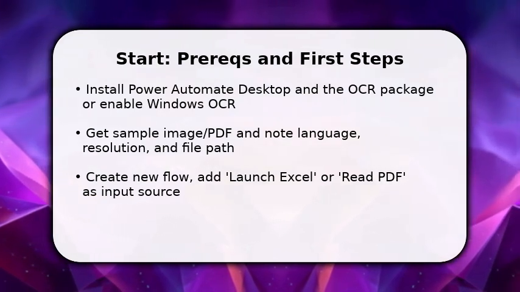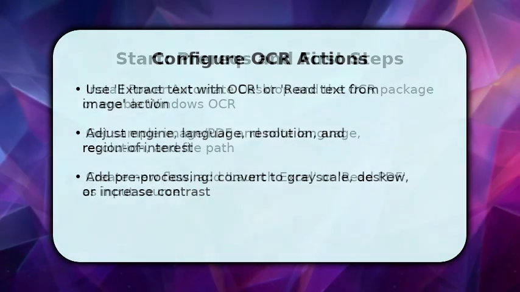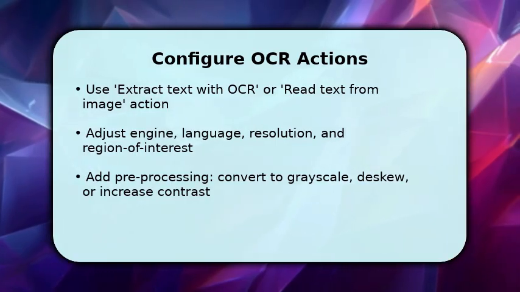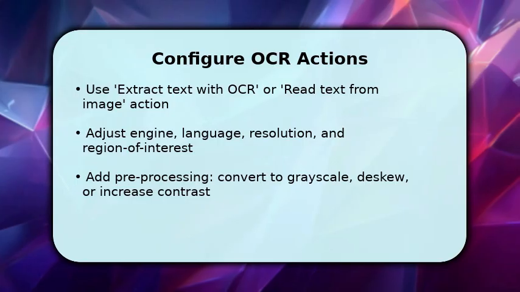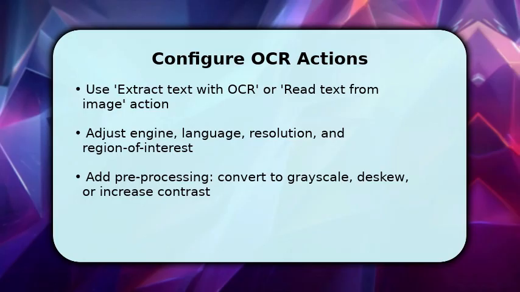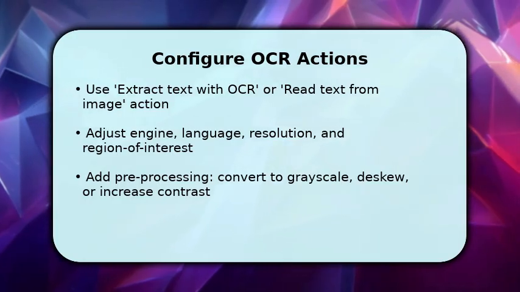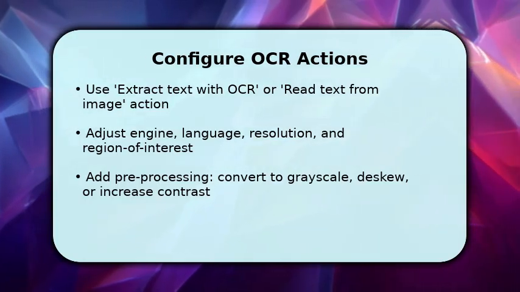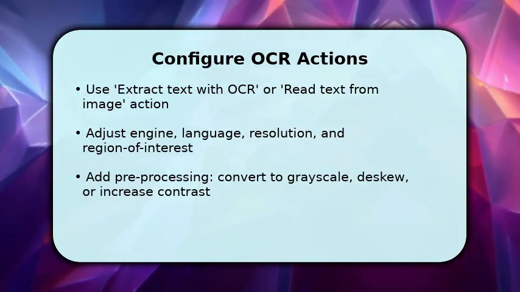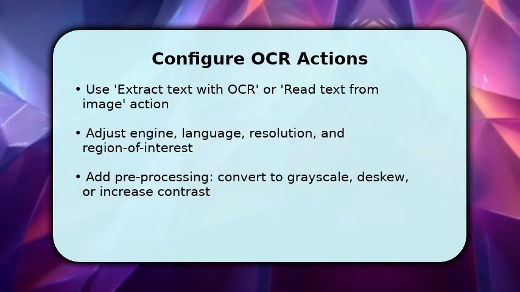Now configure the OCR action itself and explain why each option matters. Select the OCR engine and language to match your document. Once chosen, define a precise region of interest to reduce noise and speed processing. Add pre-processing steps, convert to grayscale, apply deskew, and boost contrast, because cleaner input yields far better text recognition.